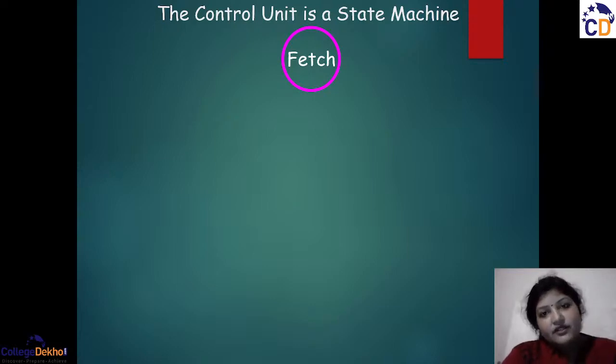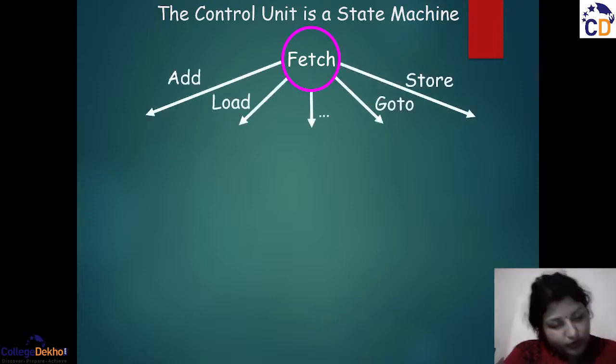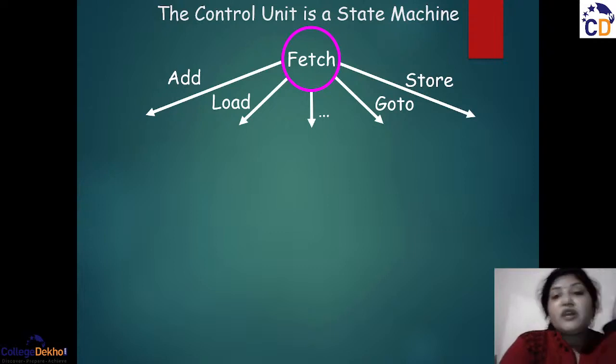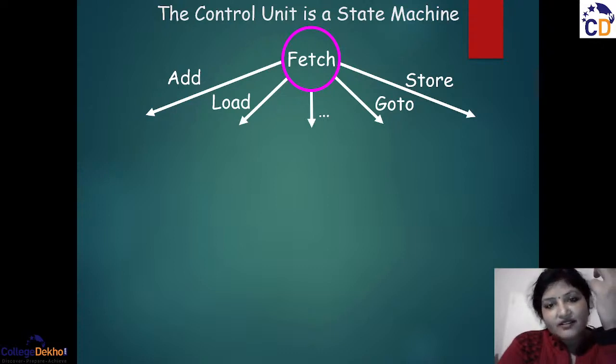This is a control unit. It's a state machine. You fetch some instructions, you may have some load, you may have some add operation, some subtract, you may be doing some operations on that. You may have some go-to statements, you may want to store some data in the memory, so it could be anything, right? There are a number of operations which can be done on data, and they are done with the help of this fetch instruction. Let us move to the next.